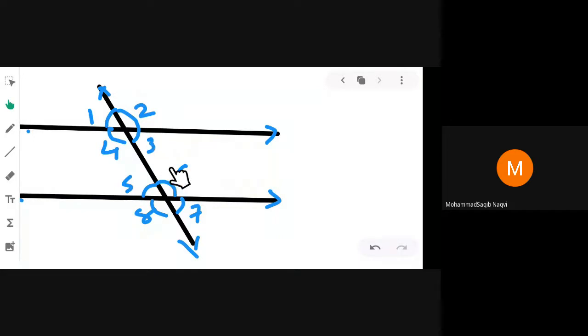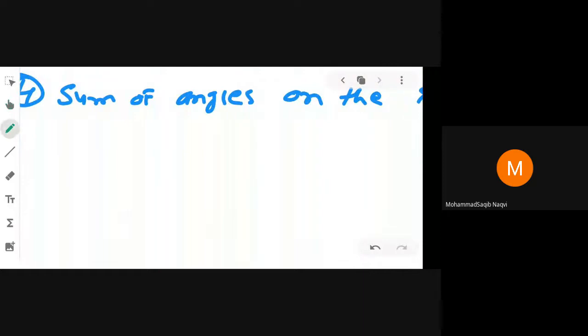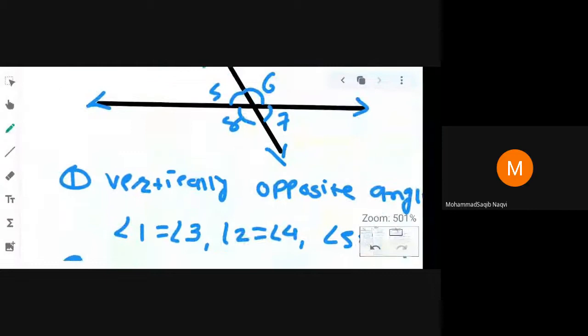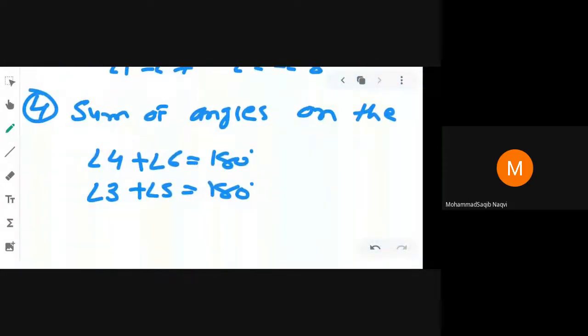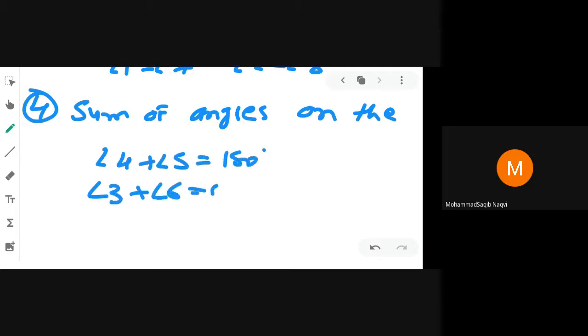If we consider 3 and 6 as angles on the same transversal, what is the sum of these two angles? It is also 180 degrees. So we can write here angle 4 plus angle 6 is equal to 180 degrees, and angle 3 plus angle 5 is equal to 180 degrees. Angle 4 and 5, 3 and 6, sorry. Angle 4 plus angle 5 is equal to 180 degrees, and angle 3 plus angle 6 is equal to 180 degrees.